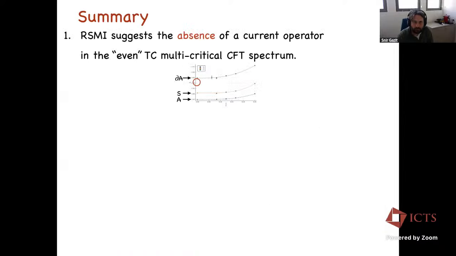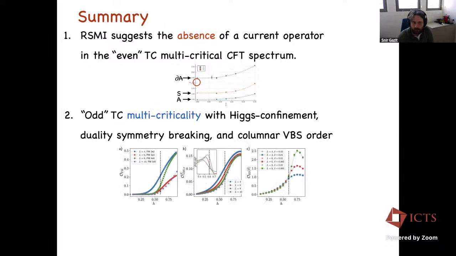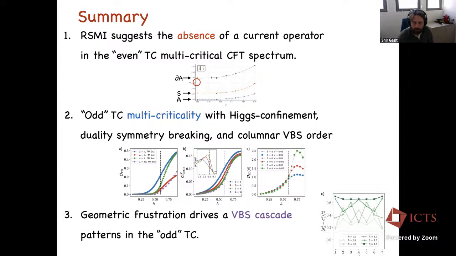So just to summarize, I gave you some indication, using the real space mutual information approach, of the absence of a emergent U(1) in the even toric code model, which is at odds with an emergent U(1) symmetry. I've revealed quite interesting multi-critical phenomena in the odd toric code model, where Higgs confinement, duality symmetry breaking, and columnar VBS occur simultaneously. And we've also revealed a VBS cascade scenario in the problem, which is driven by geometric frustration in the odd toric code model.